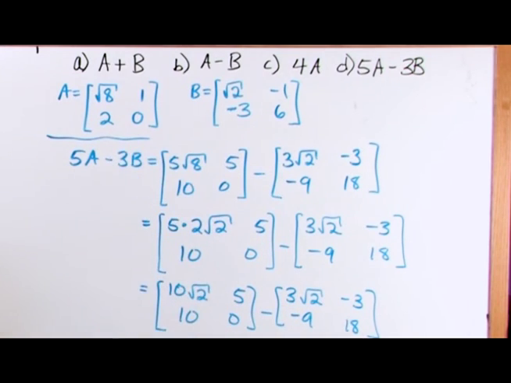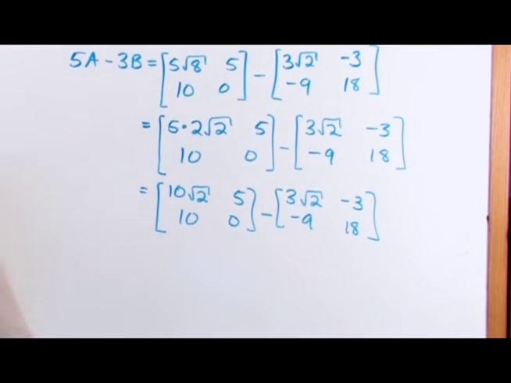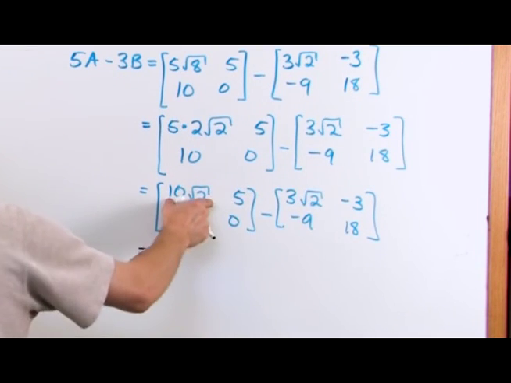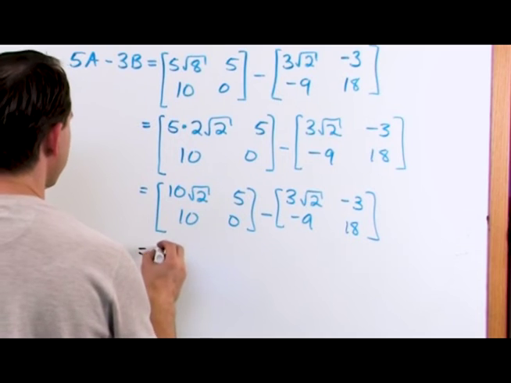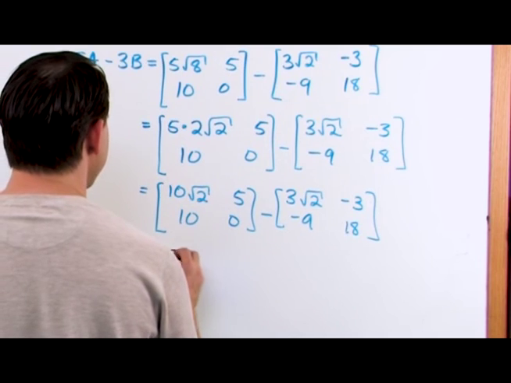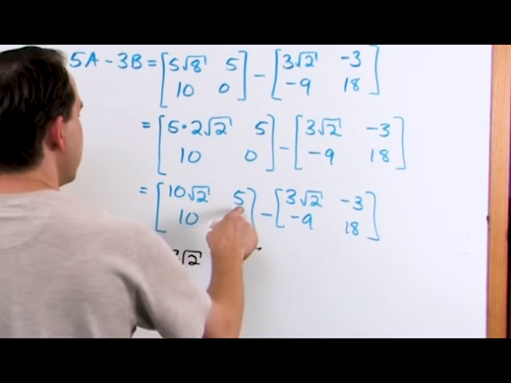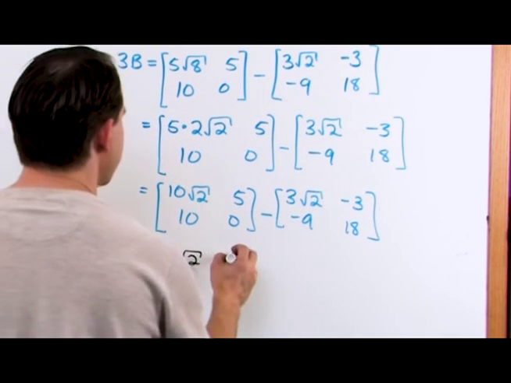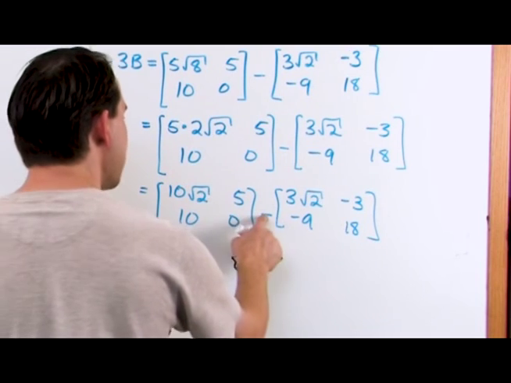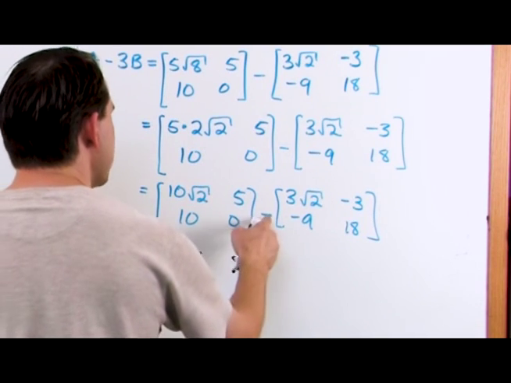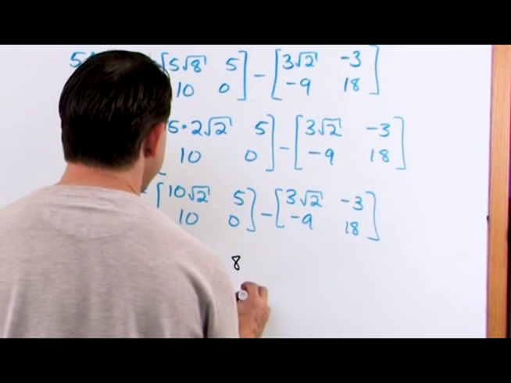Now, after doing the scalar multiplication, we have two matrices that have exactly the same size and shape, so we can go element by element and do the subtraction, no problem. Starting with this element minus this one: 10 times the square root of 2 minus 3 times the square root of 2. Basically, you're just subtracting the coefficients because the common term is the square root of 2. 10 minus 3 gives me 7 square root of 2. This element, 5 minus a negative 3, is like adding 5 plus 3. You add the opposite. So you're going to get 8. 10 minus negative 9 is the same as adding 10 plus 9. So you'll get 19. And then 0 minus 18 obviously is going to be negative 18.